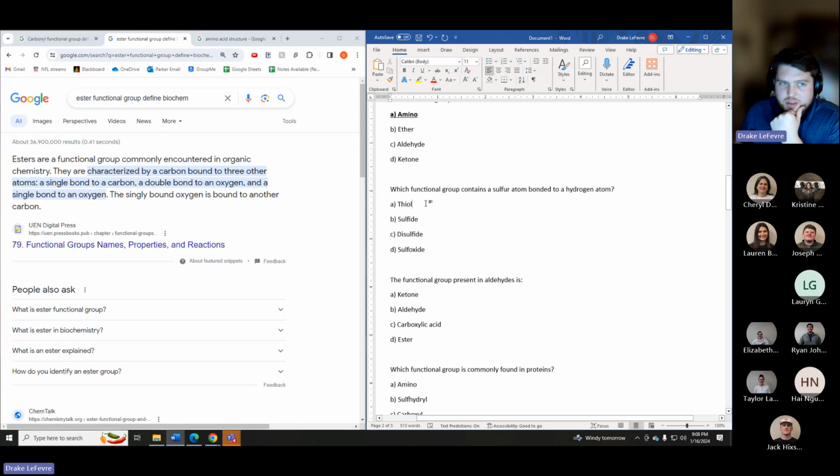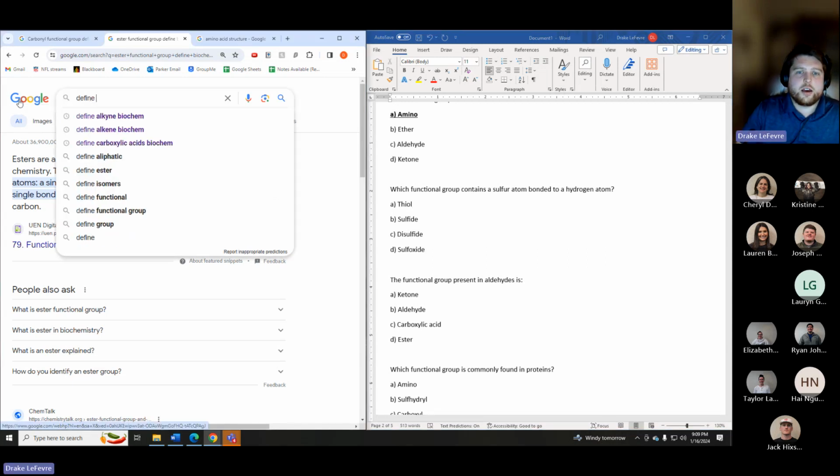Okay. Moving on. Thiol. Which functional group contains a sulfur atom bonded to a hydrogen atom? We have a thiol, a sulfide, a disulfide, and a sulfoxide. I'll tell you right now, of all of these, I know for sure a thiol and disulfide are in the book. Not sure if a sulfoxide and a sulfide are in there. But again, if you watch the lecture and you don't recognize any of these, well, let's start with thiol. Define thiol.